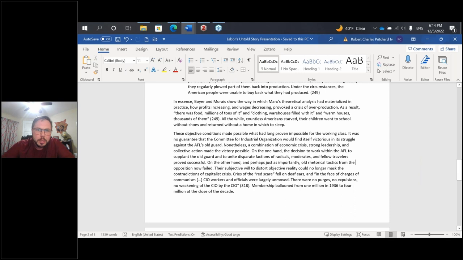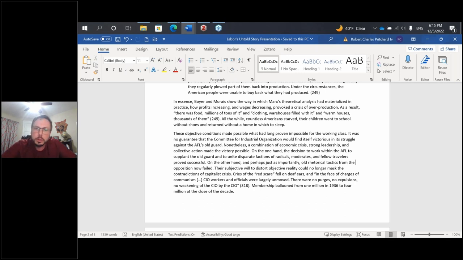It was no guarantee that the Committee for Industrial Organization would find itself victorious in its struggle against the AFL's old guard. Nonetheless, a combination of economic crisis, strong leadership, and collective action made the victory possible. On the one hand, the decision to work within the AFL to supplant the old guard and to unite disparate factions of radicals, moderates, and fellow travelers proved successful. On the other hand, and perhaps just as importantly, old rhetorical tactics from the opposition now failed.